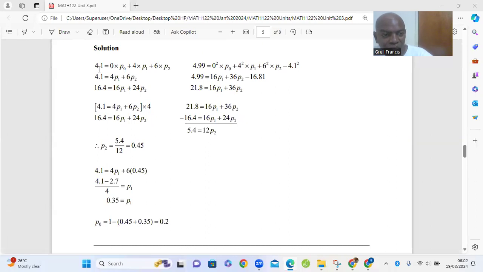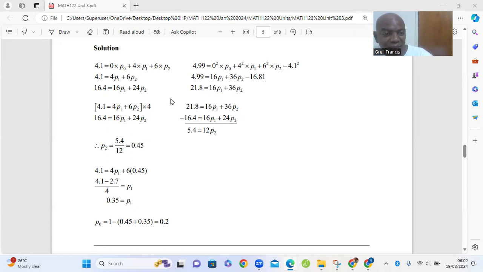So here we see the equation was made with the mean. 4.1 is equal to 0 times p of 0 plus 4 times p sub 1 plus 6 times p sub 2. The sum product, and 0 times p sub 0 cancels out. So I'm left with a first equation, 16.4 is equal to 16p1 plus 24p2. Now another equation was formed with the variance: 0 squared times p of 0 plus 4 squared times p of 1 plus 6 squared times p sub 2 minus 4.1 squared. This was simplified, and we are left with another equation, 21.8 is equal to 16p1 plus 36p2.